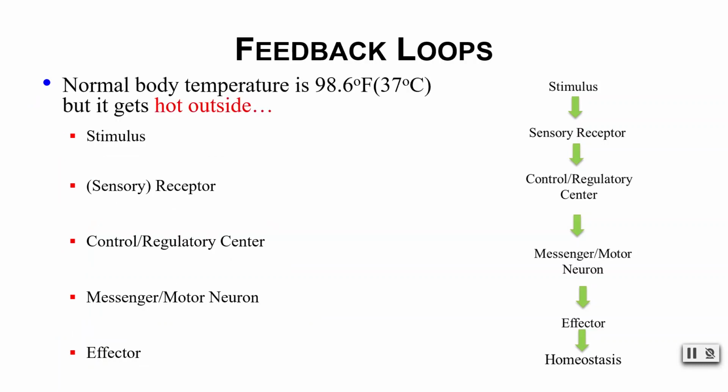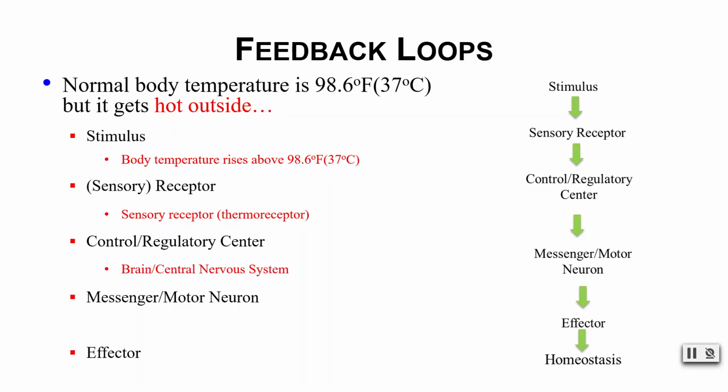So, our body temperature example: it's hot outside. That is our stimulus. Body temperature has increased above 98.6 degrees. Somebody has noticed. In this case, we can call these thermoreceptors. Our thermoreceptors have noticed that it's gotten a little warm. We don't really like this. Who are we going to tell? We're going to tell our brain, our central nervous system.